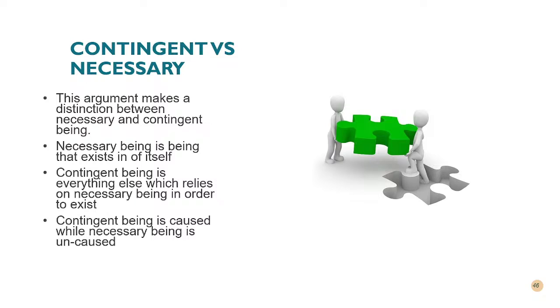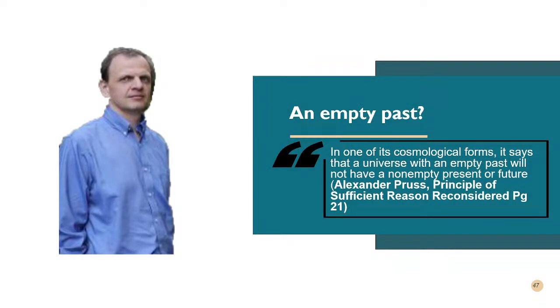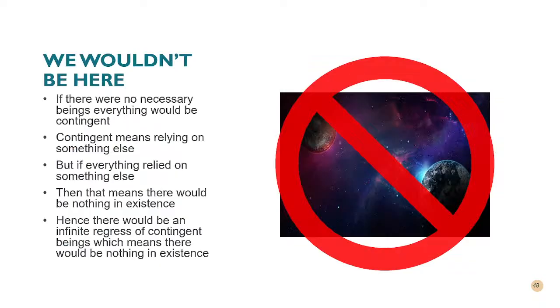But nevertheless, what this principle is saying is that if everything was contingent, then nothing would exist in reality, because everything would rely on something else for its existence. For that reason, this Catholic philosopher Alexander Pruss says the following, quote, "In one of its cosmological forms, it says that a universe with an empty past will not have a non-empty present or future," end quote. In other words, the conclusion is we wouldn't be here.